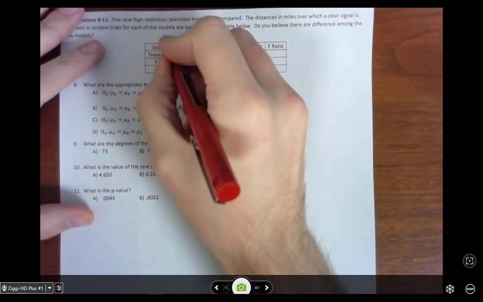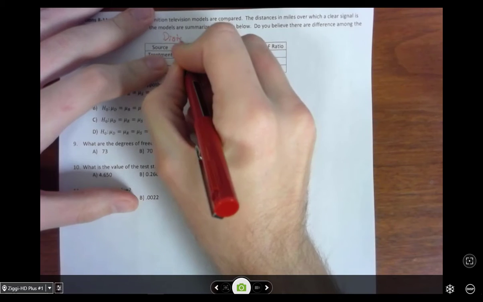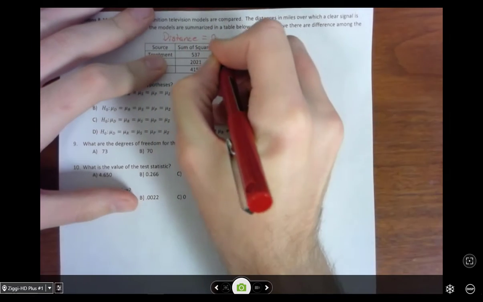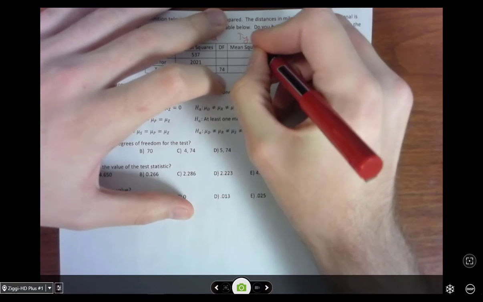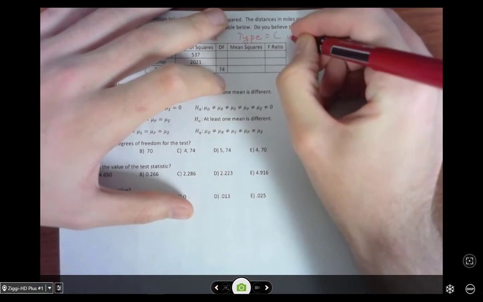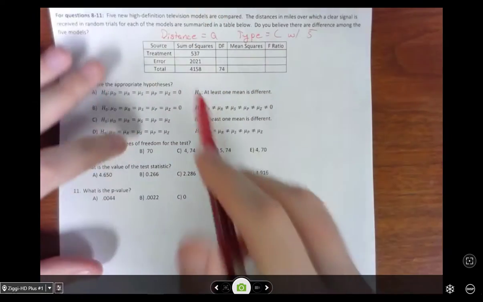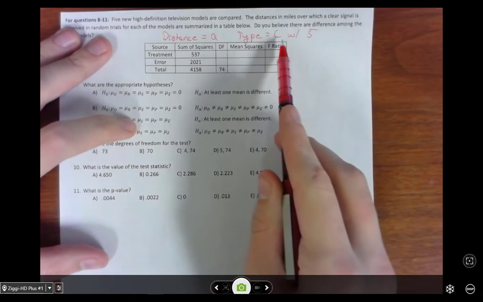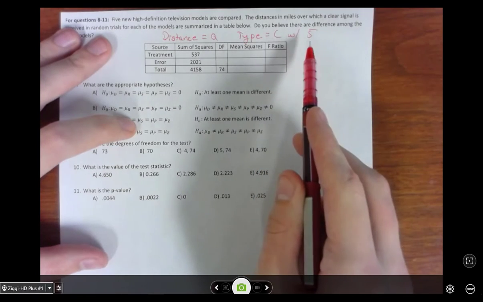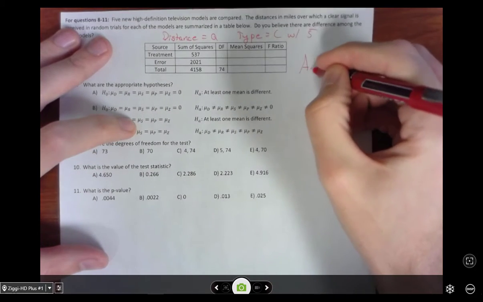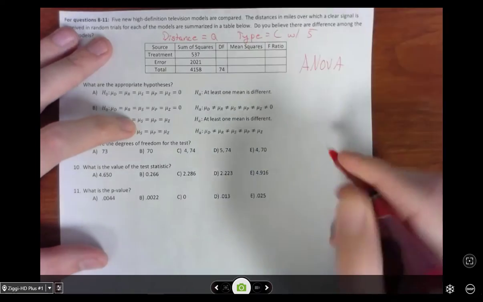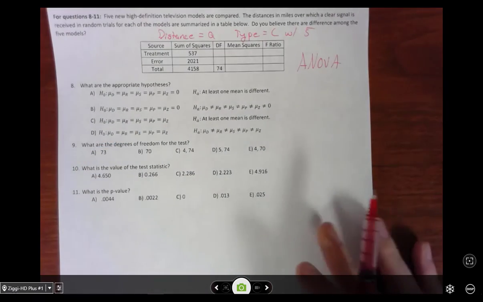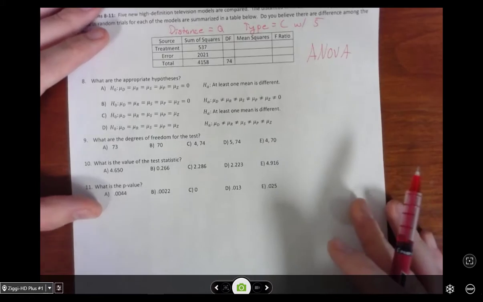So the distance is quantitative, and type is categorical with 5 categories. Since we have a quantitative variable and a categorical variable with more than 2 categories, we need to do an ANOVA, an analysis of variance. It wants to know what the appropriate hypotheses are.